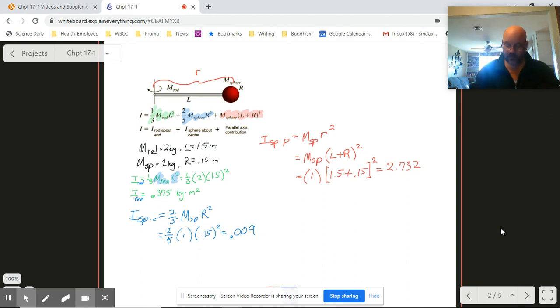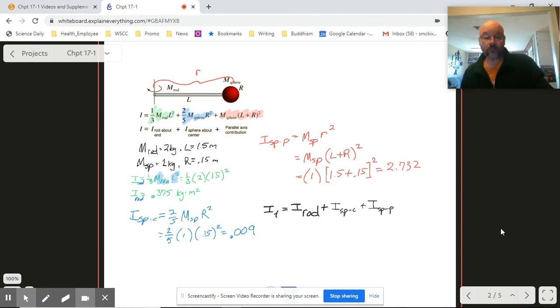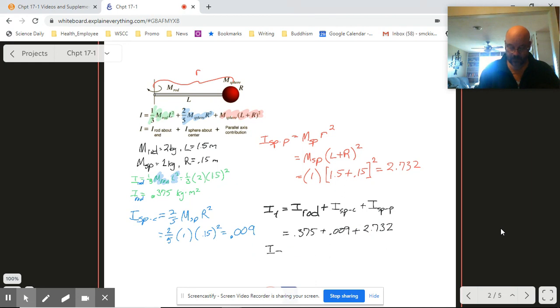Okay, well, let's put it all together. So my total moment of inertia is going to be I for the rod plus I for the sphere around its center plus I for the sphere traveling as a point mass in a circle. And we just add all those things up. So I've got 0.375 plus 0.009 plus 2.732. And I'm going to put those things together to get my total. And what I got was 3.107, and that's kilograms meters squared.